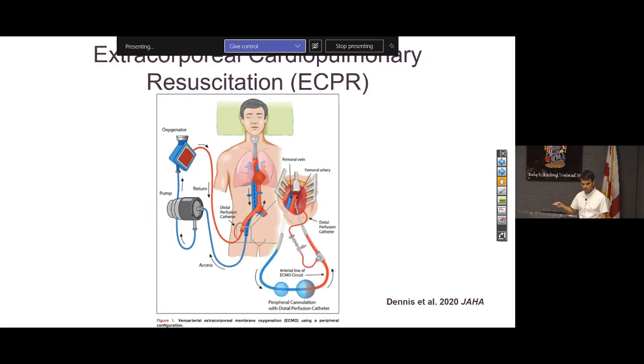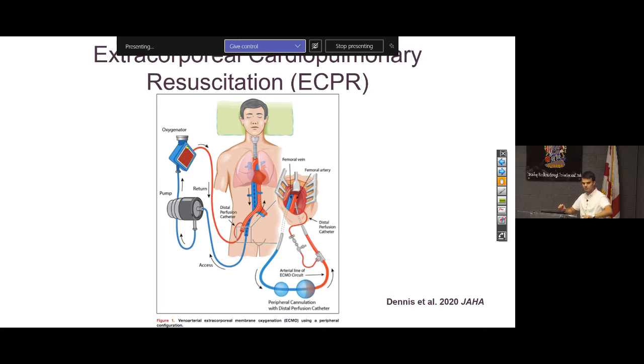ECPR is an emerging strategy that's not offered everywhere. It's very select locations, but it is a potential bridge to definitive therapy for these patients that are refractory to standard care. So what happens in general for ECPR?